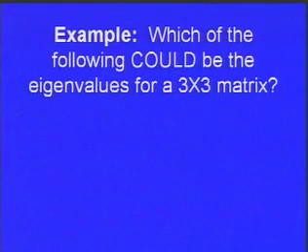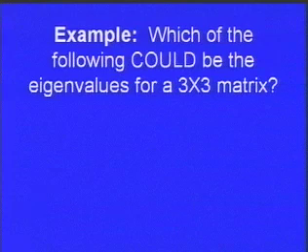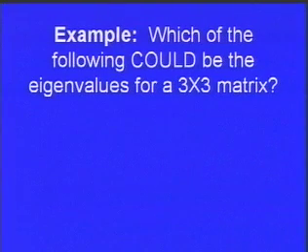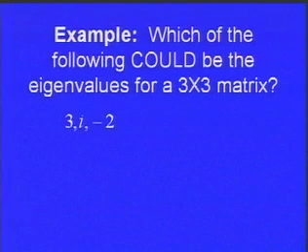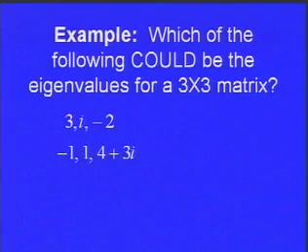Let's look at this example. Which of the following could be the eigenvalues for a 3 by 3 matrix? Now the significance of my saying 3 by 3 matrix is, if you remember in the last section, it said the maximum number of eigenvalues that I can have for an n by n matrix is n. So the maximum number that I can have here is 3. So these aren't going to be partial lists if I have 3 numbers. For example, I have 3i and negative 2. Then I also have negative 1, 1, and 4 plus 3i. Now again, because this is a 3 by 3 matrix, this has to be a complete list because the most I can have is 3.